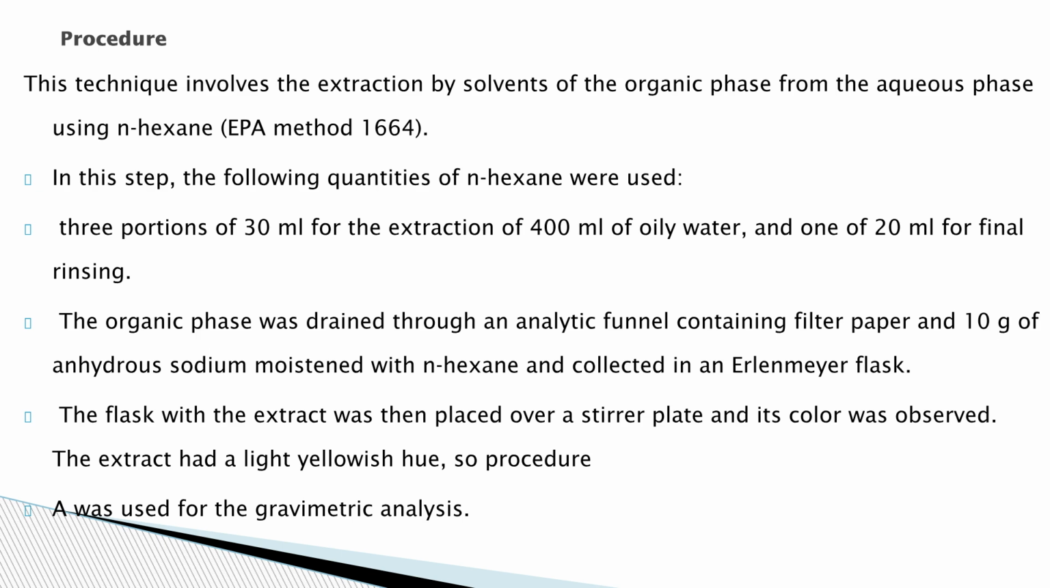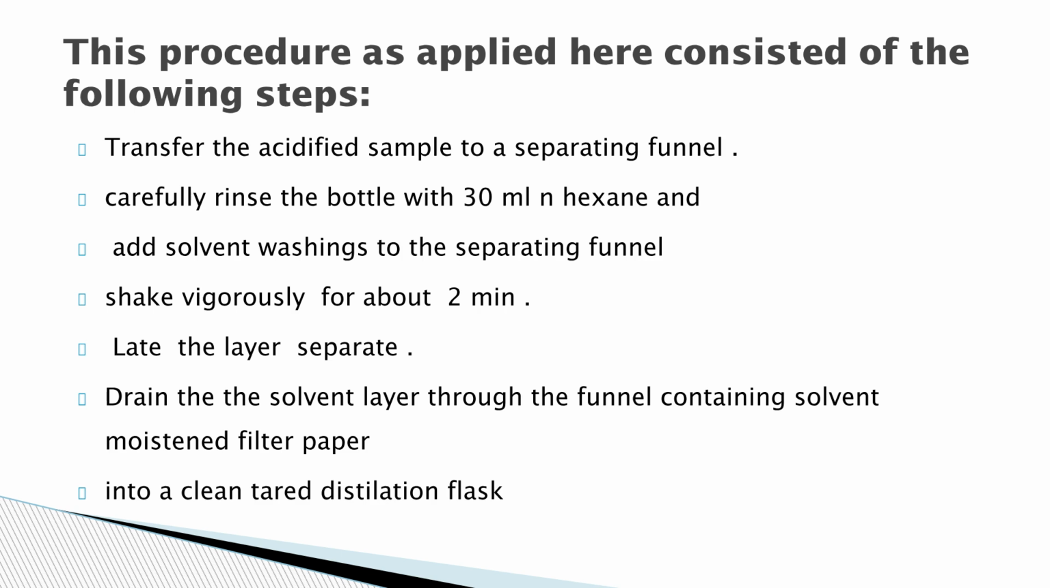Key steps include using specific volumes of N-hexane for extraction and rinsing. The organic phase is drained through an analytic funnel, collected in a flask, and its light yellowish hue suggests it's ready for gravimetric analysis. The procedure involves transferring the acidified sample to a separating funnel, rinsing the bottle with N-hexane, and adding solvent washings. The mixture is shaken vigorously, the layers are separated, and the solvent layer is drained into a clean, tared distillation flask through filter paper.